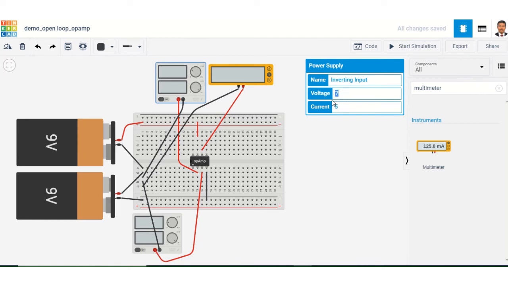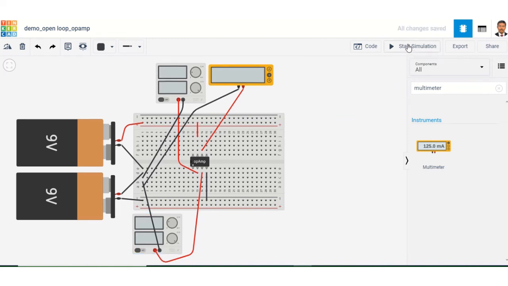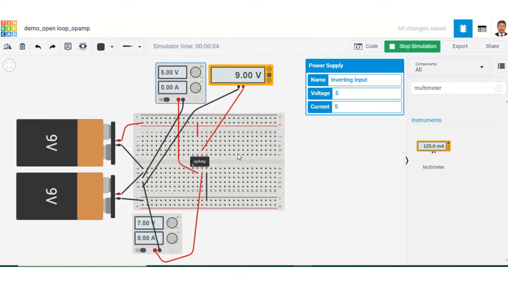Let me give 5 volt to the inverting input, and I'm going to give 7 volt to the non-inverting input, and start the simulation. You see 5 volt is given to the inverting input, 7 volt is given to the non-inverting input, and 7 volt is greater than the inverting input. Therefore, the output should be positive V saturation. Positive V saturation means what?